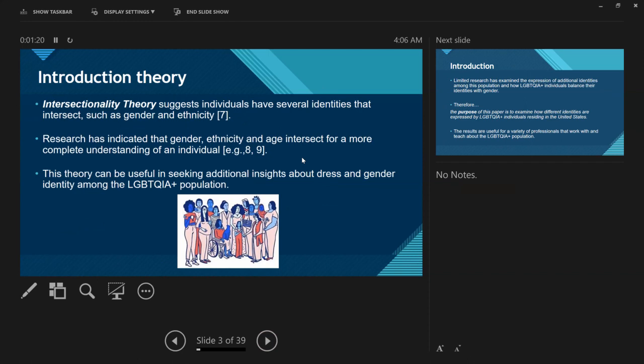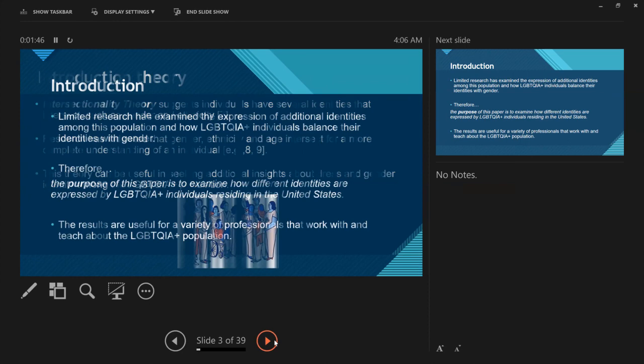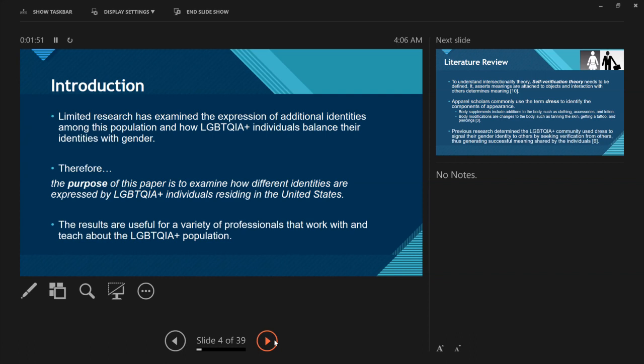Intersectionality theory suggests that individuals have several identities that intersect, such as gender and ethnicity. And there's been a lot of research that suggests that ethnicity and age intersect. And the theory can be useful in seeking additional insights about dress in particular and gender identity among the LGBTQIA plus population. There's been limited research on this. So the purpose of this paper was to examine how different identities are expressed by LGBTQIA individuals residing in the United States.